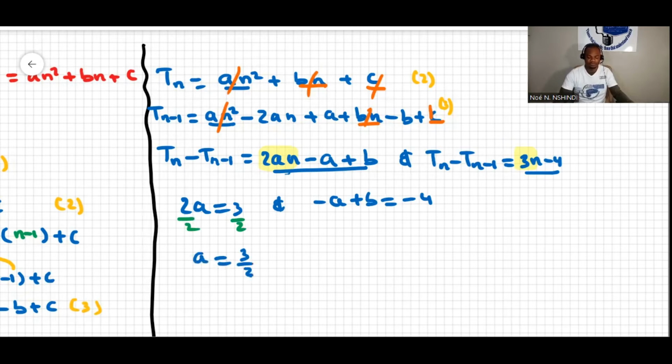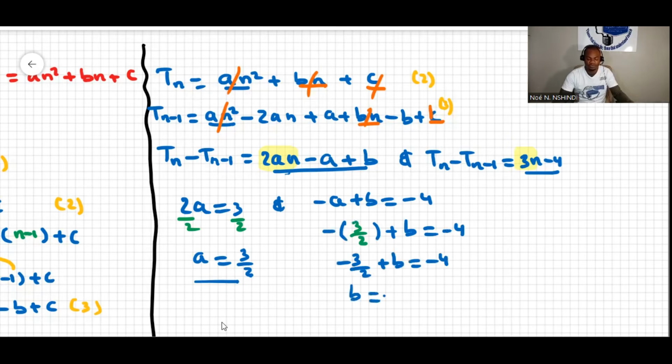And then we got a, and then we can find b if I substitute the value of a. So negative a plus b equal to negative 4. So a is 3 over 2. That will be negative 3 over 2 plus b equal to negative 4. I can move the negative 3 over 2 over. That makes b equal to negative 4 plus 3 over 2.